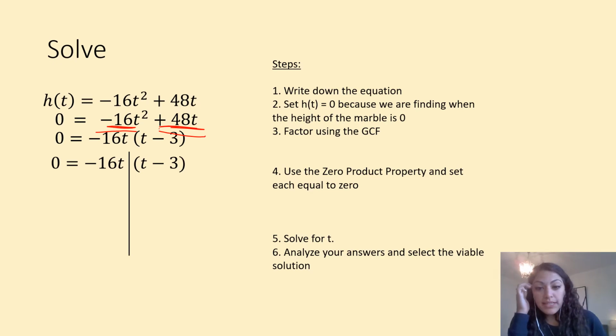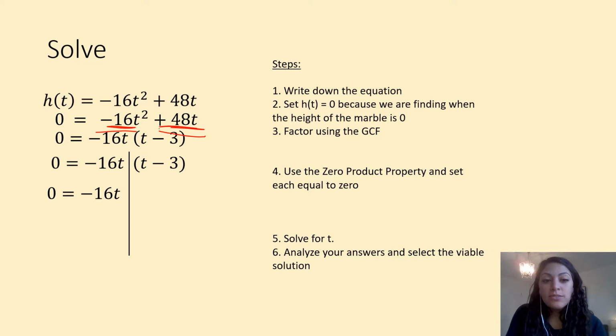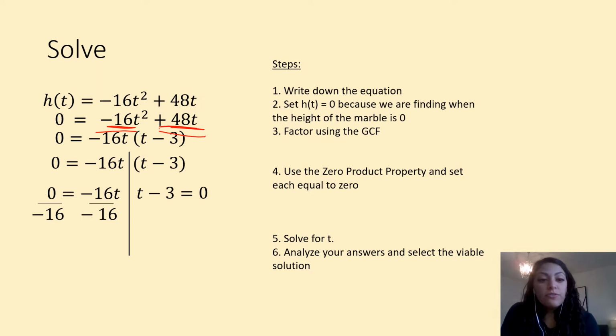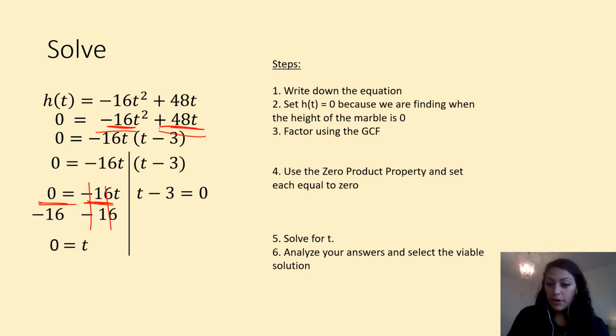Now we're going to split it into two different problems. Let's look at the left-hand side. We have 0 equals negative 16t. We want to isolate our t, so we can divide both sides by negative 16. The negative and the 16 cancel. If I divide 0 by negative 16, I am going to get t is equal to 0.